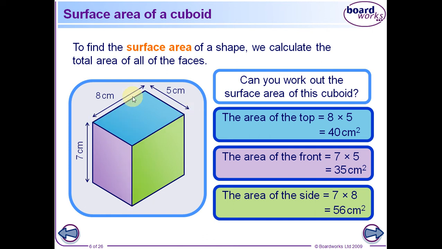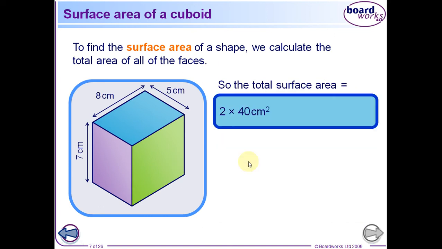Because this side is the same thing as this side, what we now do is multiply the top area by 2 because the top and bottom are the same. Also we multiply the front by 2 because the front and the back are the same, and also the side, the left and right hand side, by 2.